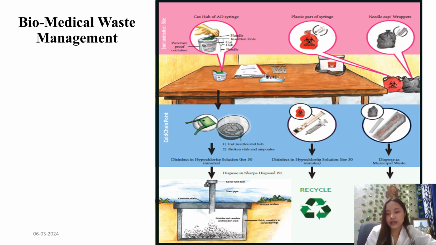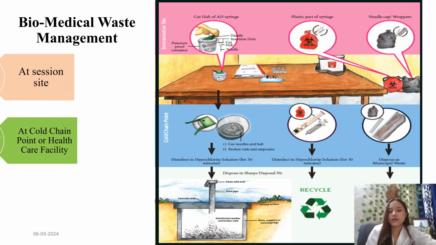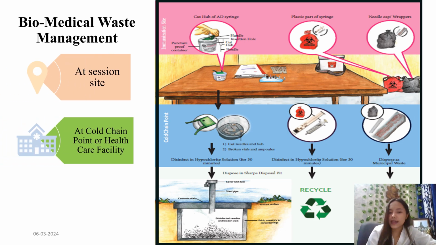Now coming to the biomedical waste management. So biomedical waste management is divided in 2 sections, at the session site and at the cold chain point. At the session site, the vaccinator will cut the hub of the needle of the AD syringe with the hub cutter, and will dispose it in the puncture proof bag, which will later be sent to the cold chain point for disinfection in 1% hypochlorite solution for 30 minutes, and which will later be disposed of in the sharps disposal pit.